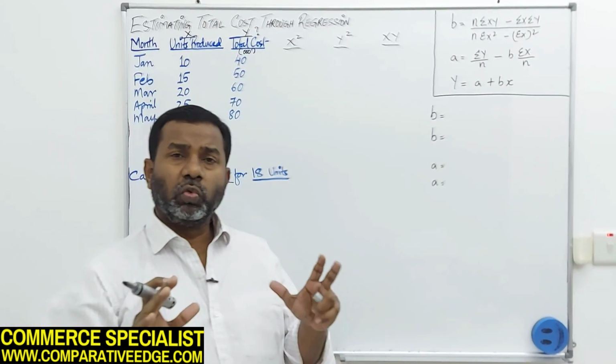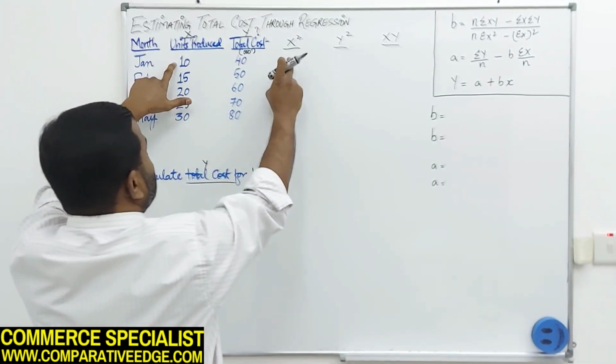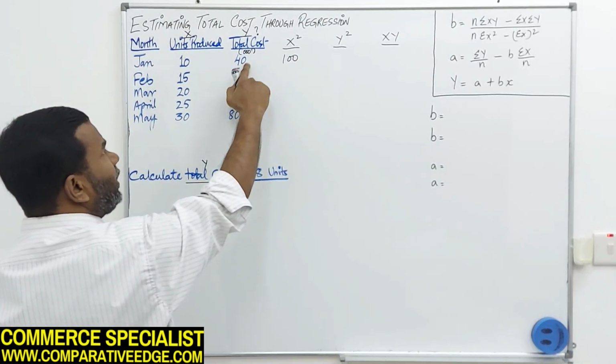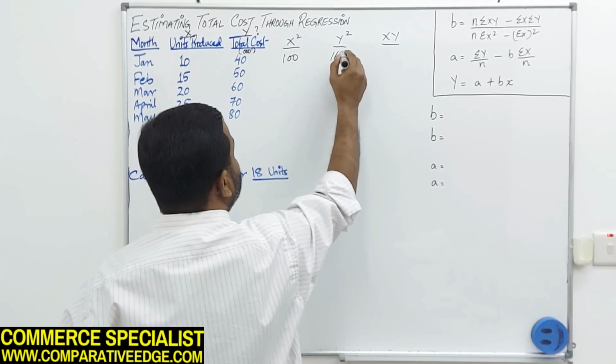So now you need to work this. Very simple, X is 10. X square will be 10 into 10. That will give you 100. Y is 40. So Y square will be 40 into 40, which is 1600.